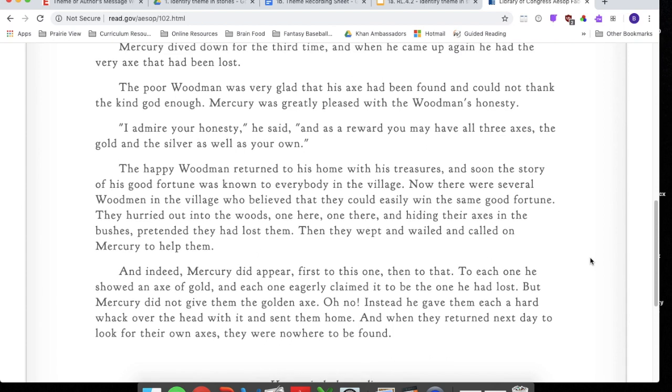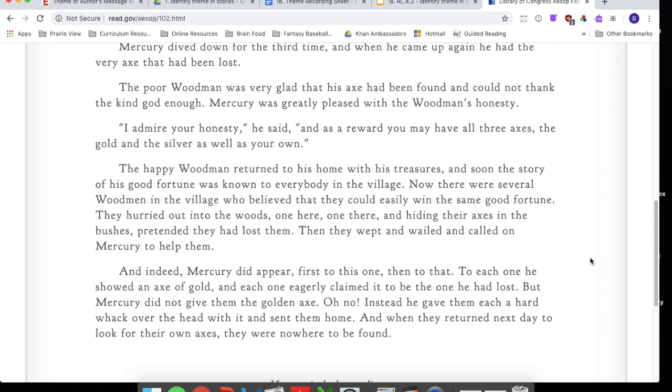Now there were several woodmen in the village who believed that they could easily win the same fortune. They hurried out into the woods, one here, one there, and hiding their axes in the bushes, pretended they had lost them. Then they wept and wailed and called on Mercury to help them. And indeed, Mercury did appear. First to this one, then to that.